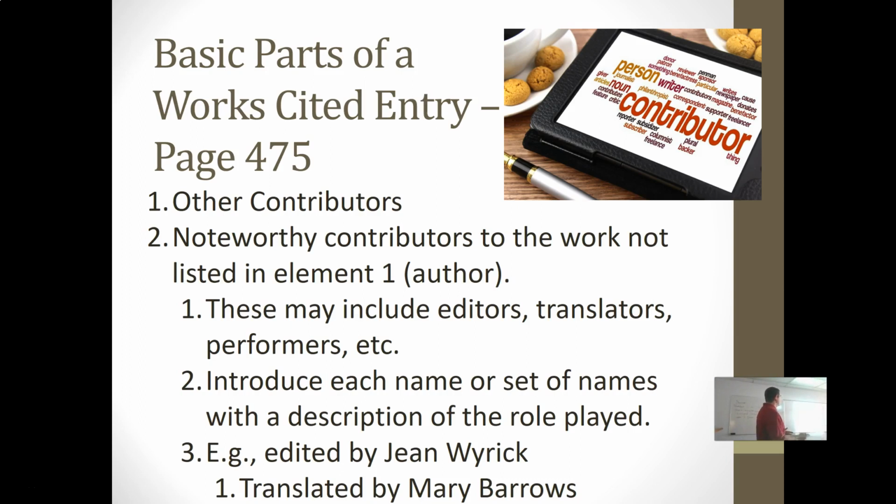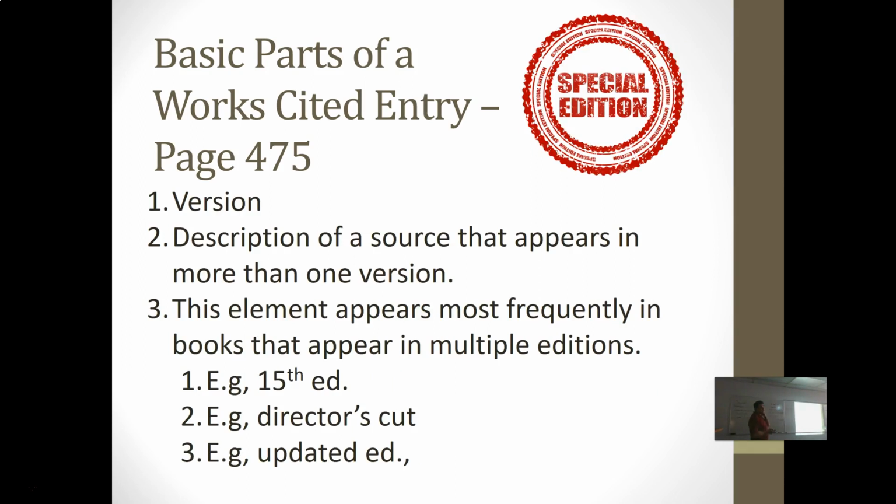So, for example, edited by Gene Wyrick, which is the editor of the English 101 book. Perrine's is Johnson and Arp. Or you can see at the bottom there, translated by Mary Barrows. She did a really wonderful translation of Sir Gawain and the Green Knight about 20 years ago. Also, after we have other contributors, and you're not always going to have other contributors, remember, you go down that list, and if you don't have something, you move on to the next one.